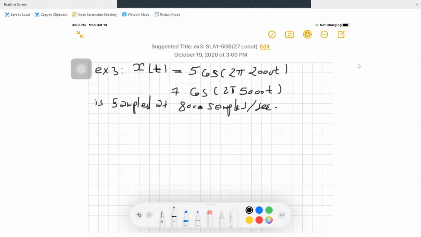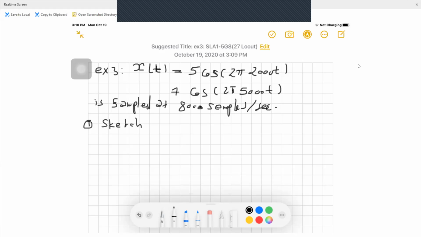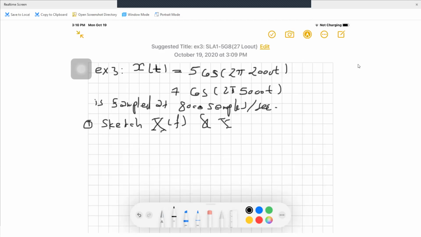The requirements are: 1, sketch X of F and X S of F, the spectrum for the original signal and the sampled signal. Number 2, sketch the recovered signal.